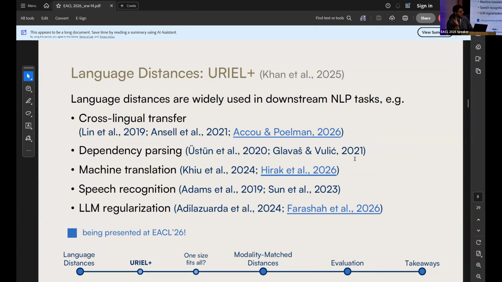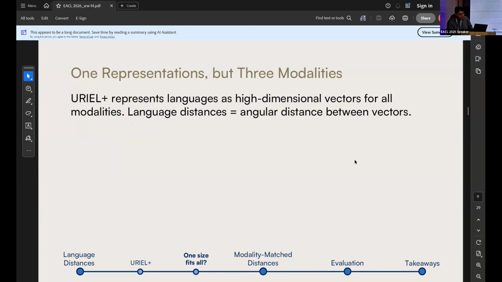These language distances in URIEL Plus and URIEL, which is its predecessor, are widely used in downstream NLP tasks. So for instance, cross-lingual transfer, dependency parsing, MT, speech recognition, and even now recently LM regularization. I do want to give a special shout out to the papers that are highlighted in blue because these are papers at EACL 2026, which are using these language distances from URIEL or URIEL Plus. So clearly this is something that is used in the NLP community, but there are some obvious flaws here, which York will talk about.